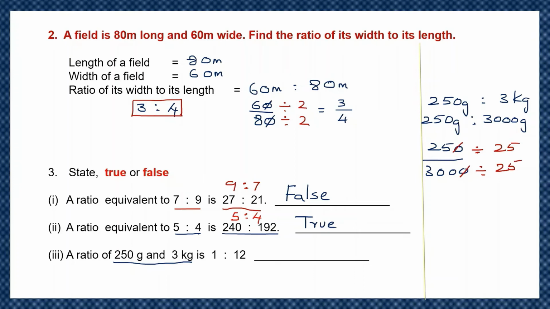Okay, now in that case we get 25 ones are 25. Now here also 25 ones are 25, but this number is 50, so I carry it here. It becomes 50 here. So 25 twos are 50. So now my fraction is 1 by 12. When I write it as a ratio, it becomes 1:12. Let's go back to the question. 250 grams and 3 kgs is 1:12, and the other ratio is also 1:12. That means this statement is also true.